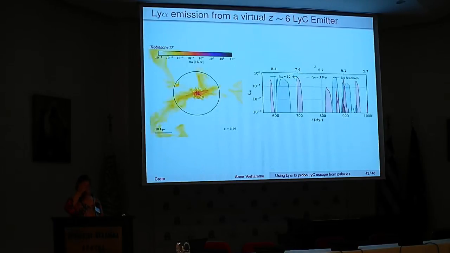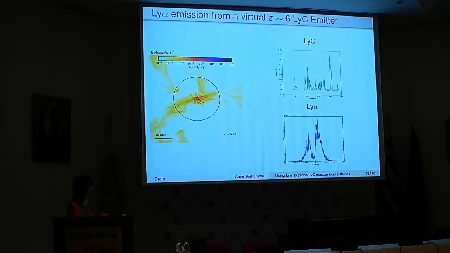And with this new code, I computed the Lyman alpha properties of a virtual dwarf galaxy at the epoch of reionization. This is work from Maxim Trebitsch, where he showed that galaxies at the epoch of reionization have a very variable escape of ionizing radiation in time. Sometimes they are Lyman continuum emitters, and most of the time they're not. And so I computed the Lyman alpha properties of this galaxy over the last epoch of Lyman continuum leakage, where it reaches an escape fraction of 70%. And this is what is shown here.